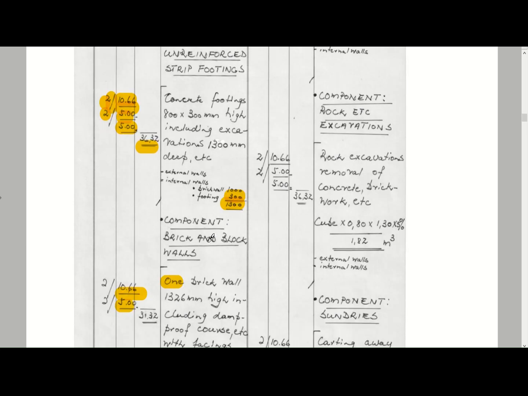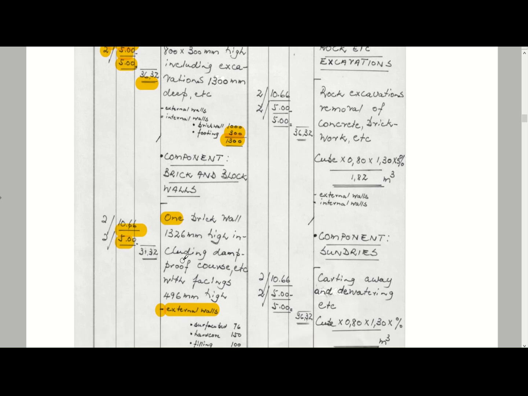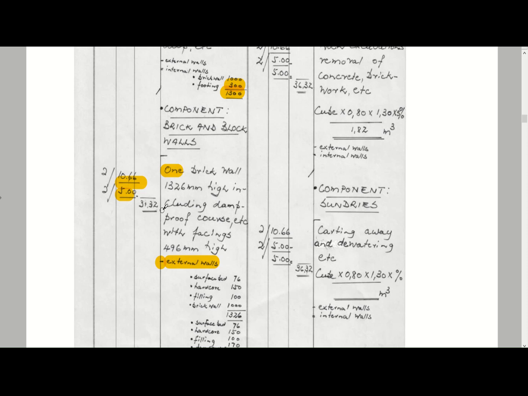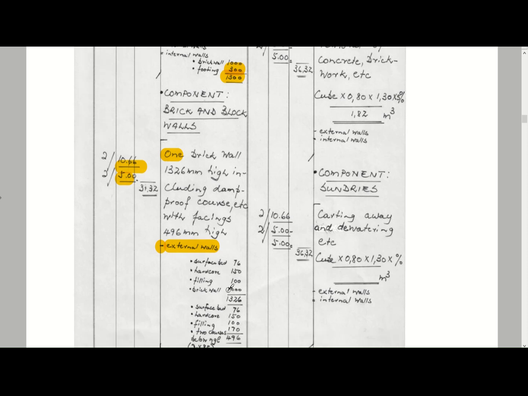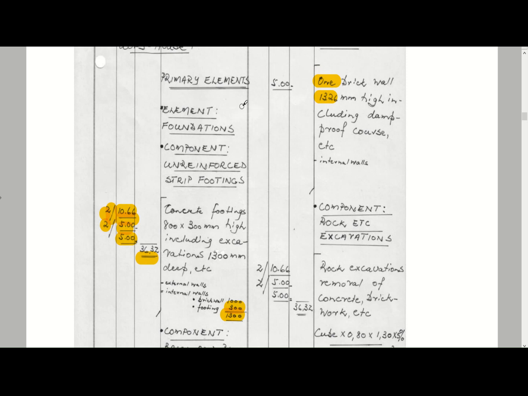Okay, this is the primary items. In this instance they just measured the length and allowed probably for the gable ends separately a little bit later on. So this is just for the foundations. That's why the gable ends is not measured yet. You will see a little bit later on where it's measured.